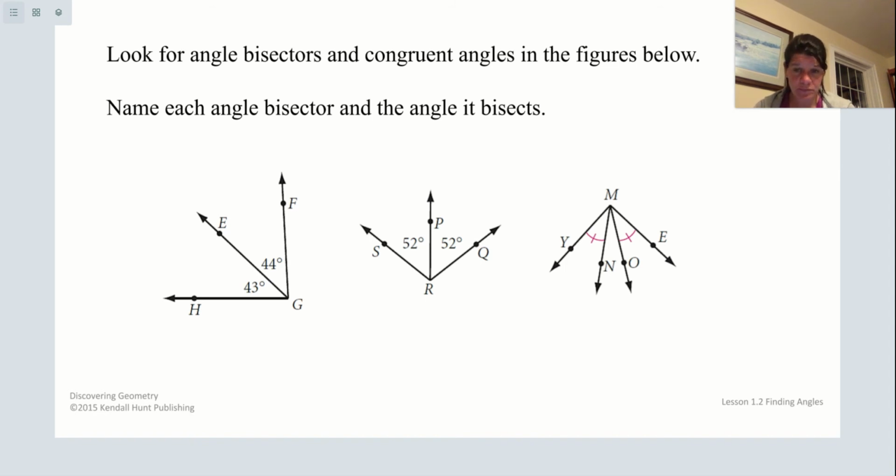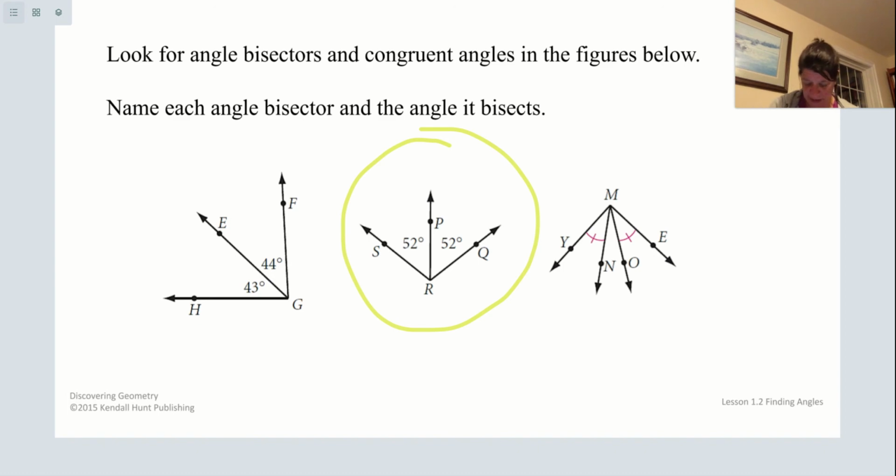Okay, so in this first picture, we notice that those two angles, 44 degrees and 43 degrees, are close, but they are not equal, so there is no bisecting happening in that angle. If we take a look at this one in the middle, then we've got 52 and 52.